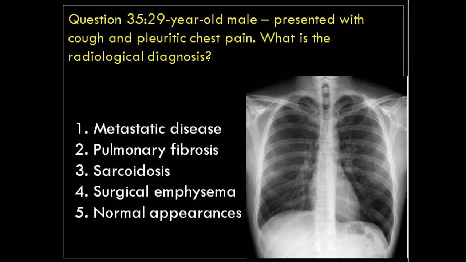Question 35: 29-year-old male, presented with cough and pleuritic chest pain. What is the radiological diagnosis? 1. Metastatic disease. 2. Pulmonary fibrosis. 3. Sarcoidosis. 4. Surgical emphysema. 5. Normal appearances.